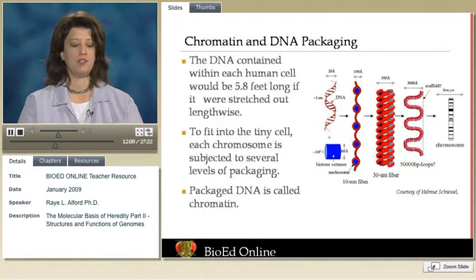The histone-packaged DNA is further wound into 30 nanometer fibers. These fibers are then packaged into loops of DNA thought to be anchored to the cytoskeleton within the nucleus of the cell. DNA that is completely packaged is referred to as chromatin.